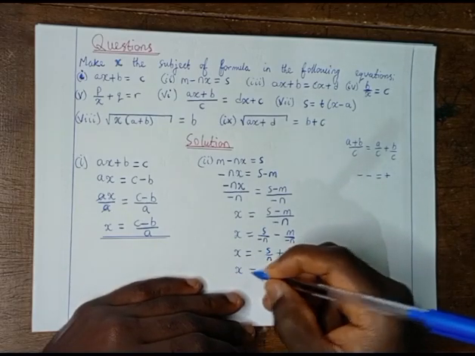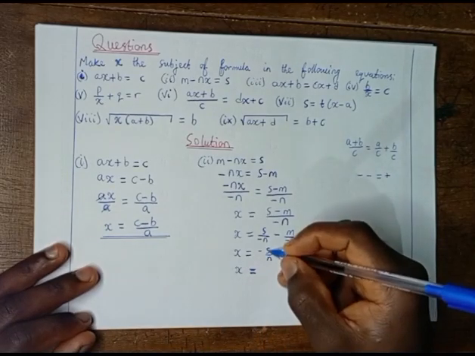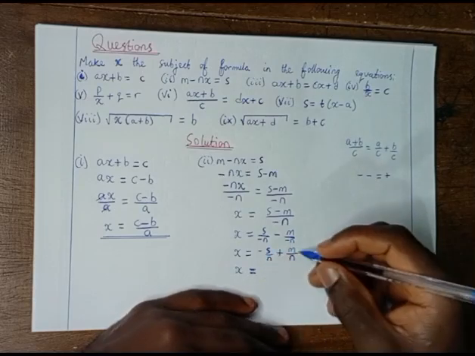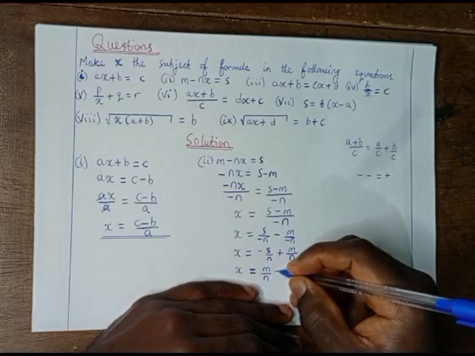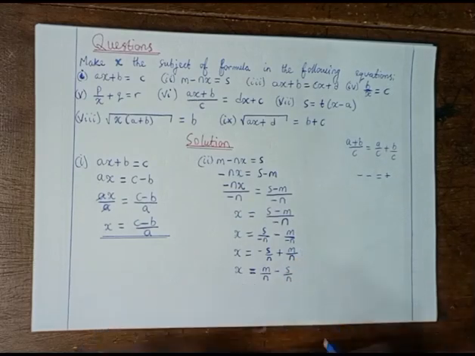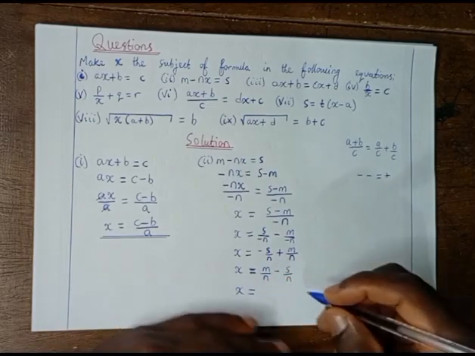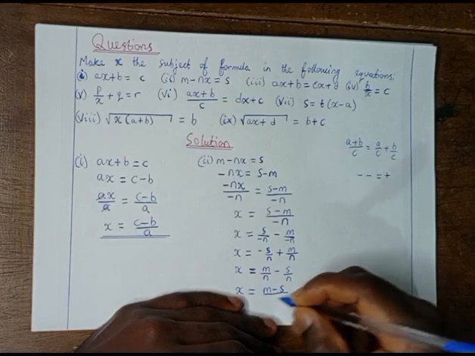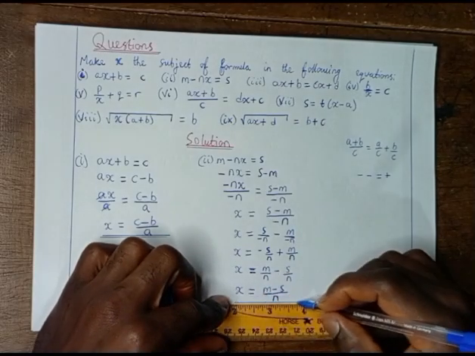This will simply give us x to be equal to, most often in mathematics, when we have a negative sign in front, we always send in the negative sign. So this will simply be equal to m over n, comes now in front, minus s over n. The negative sign has been sent inside. This will simply give us x to be equal to, they have a common denominator which is n, m minus s all over n. We have succeeded in making x the subject of formula.